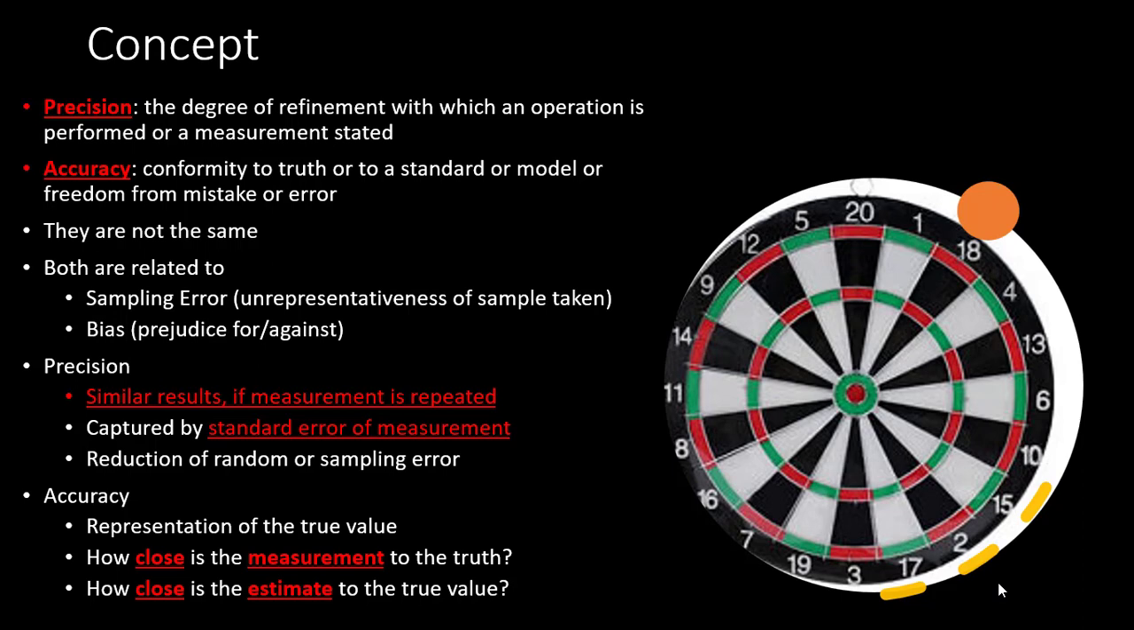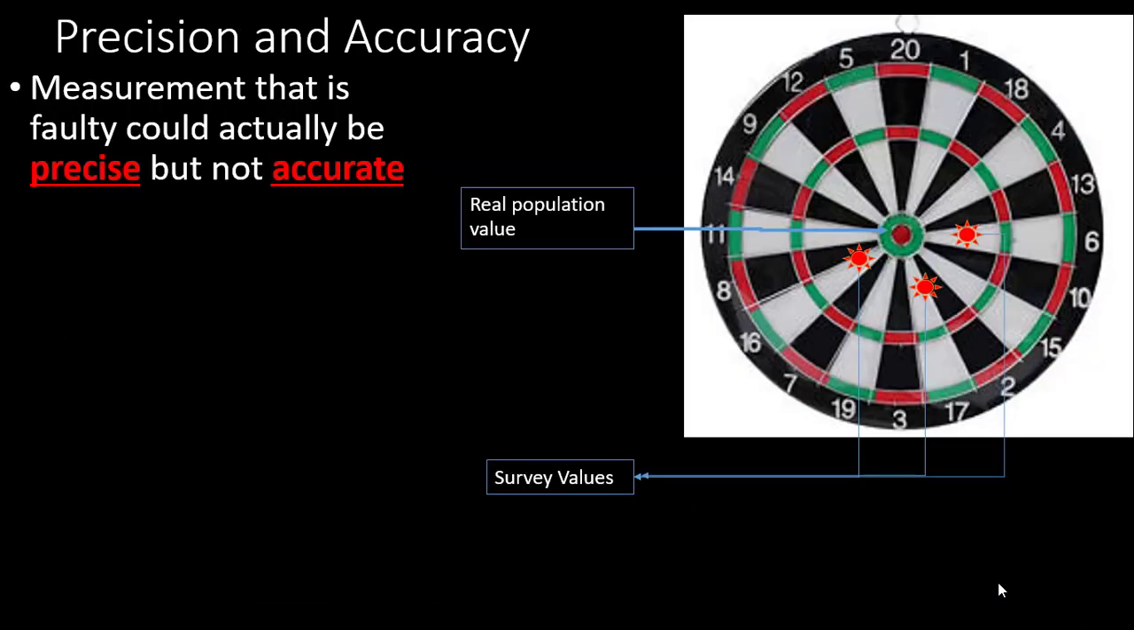But when we talk about physical sciences, it is possible to achieve accuracy depending on the instrument that you use. So whenever we talk about accuracy, we should think of how close our measurement is to the truth, or how close our estimate is to the true value. Okay, that is a quick overview of what we mean by precision and accuracy in measurement for scientific research.